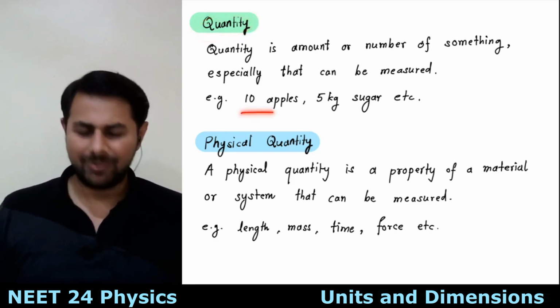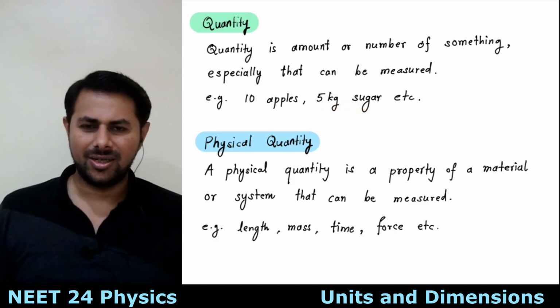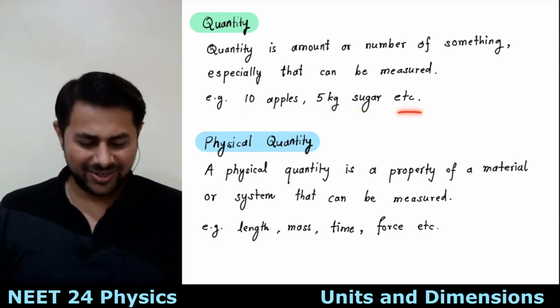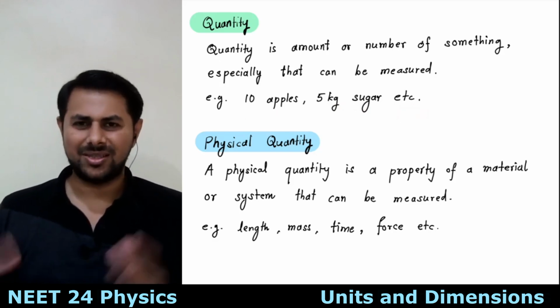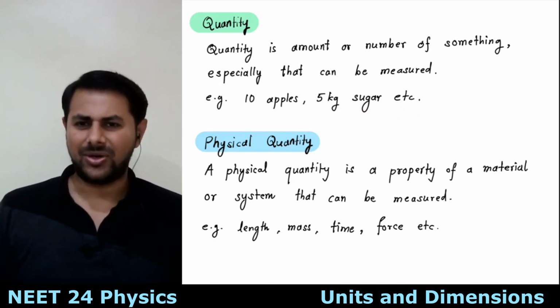For example, 10 apples, 5 kg sugar, etc. The number of students in this class, 1 2 3 4, anything, right? Or the number of girls in your class, number of boys in your class, that is a quantity.